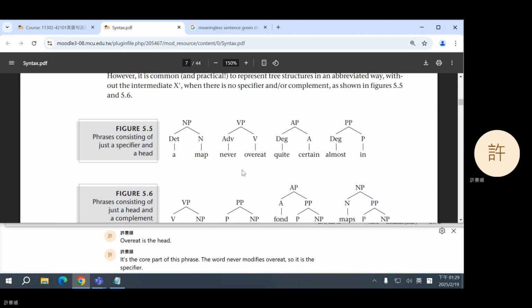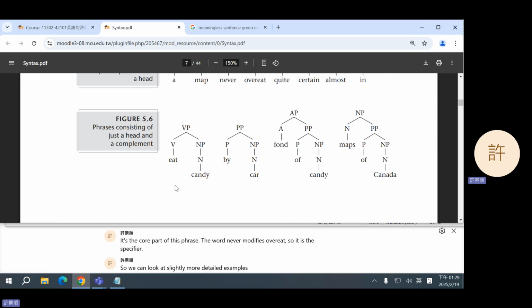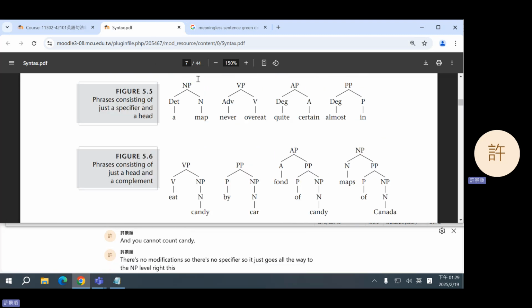So we can look at slightly more detailed examples. Eat candy. Candy is the head of its own phrase, and there it doesn't affect anything else, so there's no complement, and you cannot count candy. There's no modification, so there's no specifier. So it just goes all the way to the NP level, right? This level here. There's nothing else added to it.